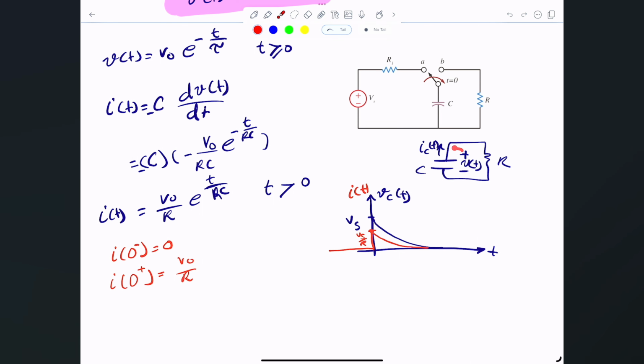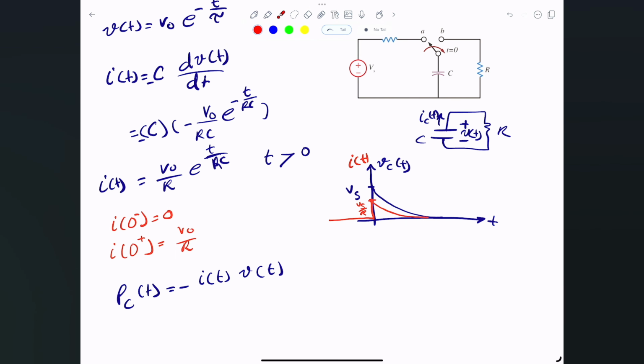So let's assume that you want the power at C or the power at R. Either way is fine. Let's assume that I'm interested in P of C of t. That will be negative I of t times V of t. It's negative because the current is going to the negative side here, so the passive sign convention tells me you have to put a negative. Well, what is I of t? I of t is simply V0 divided by R e to the negative t divided by RC. There should be a negative in here.